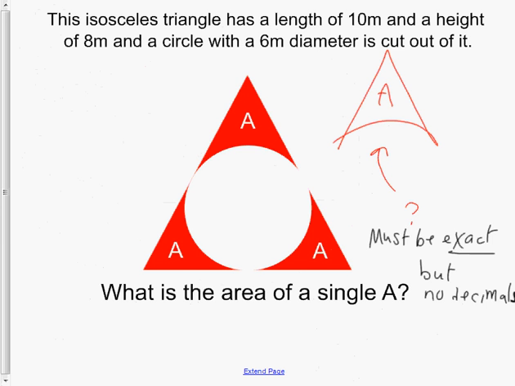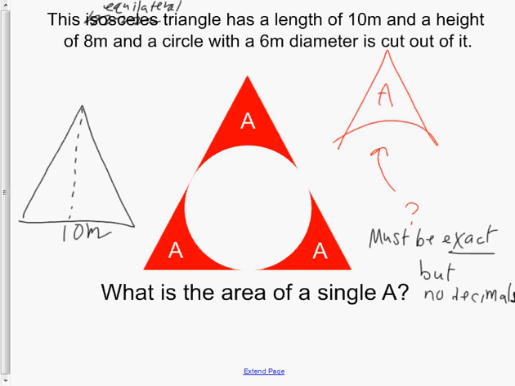And your last question says an isosceles triangle has a length of 10 and a height of 8 with a 6-meter diameter circle cut out of it. So if I was to redraw that triangle, it's supposed to be, I'll have to change that one. It's supposed to be equilateral. Uh-oh. We'll change that to equilateral because all three sides have to be the same length in order for those A's to be of equal area as well. So an equilateral triangle has a length of 10, so this is going to be 10 meters here. The height is going to be 8 meters, which means the area of that triangle is half of 80, which makes it 40 meters squared. So the whole red triangle, if there was nothing cut out of it, would be 40 meters squared.